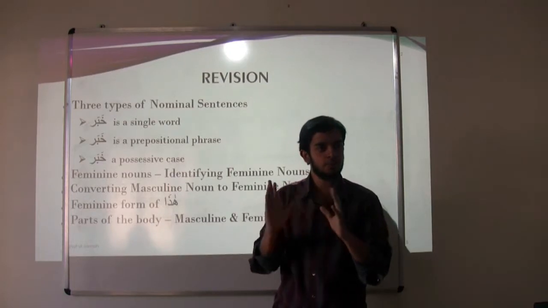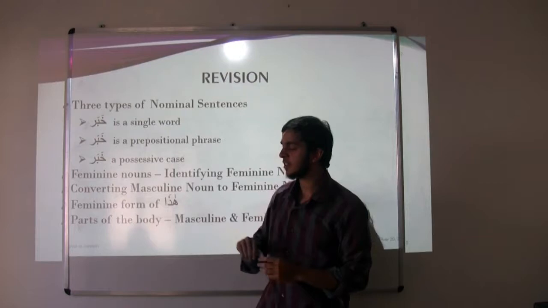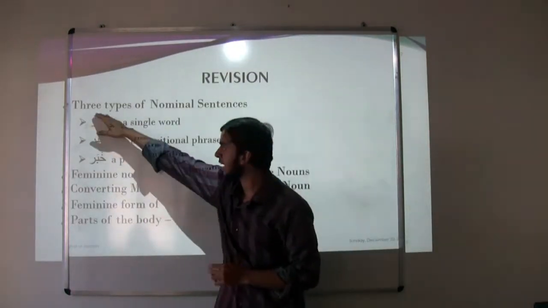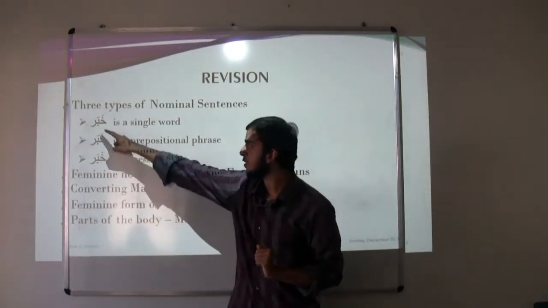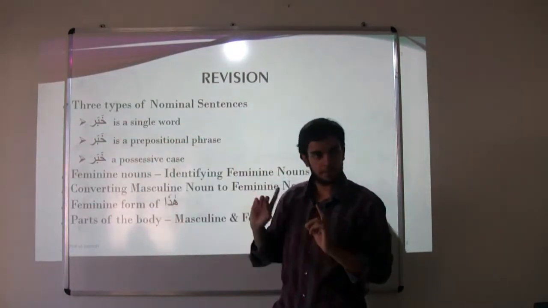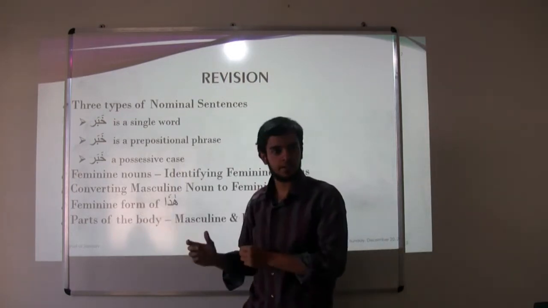I hope you remember all those. We'll revise this again. So basically, when we say three types of nominal sentences that we have learned so far, what we mean is where khabar is a single word. What I mean by khabar is the khabar which we give about the mubtada, right?